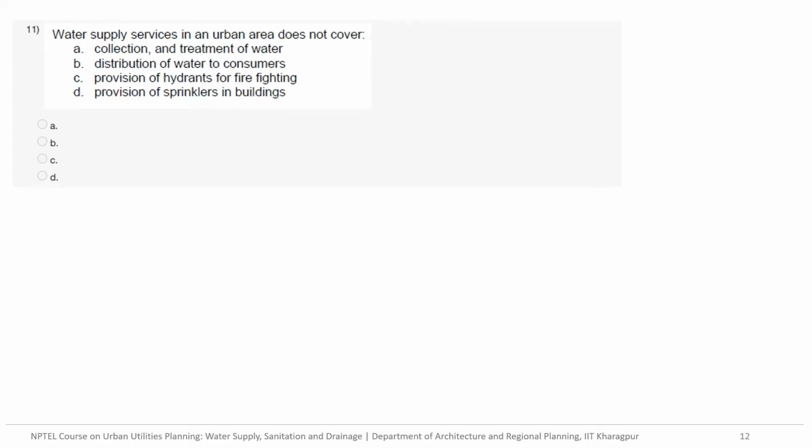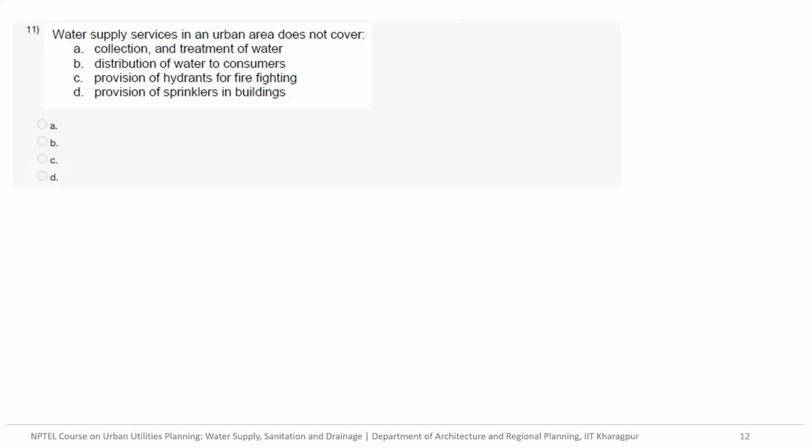Moving on to the next question. Water supply services in an urban area does not cover A. Collection and treatment of water, B. Distribution of water to consumers, C. Provision of hydrants for firefighting, or D. Provision of sprinklers in buildings.